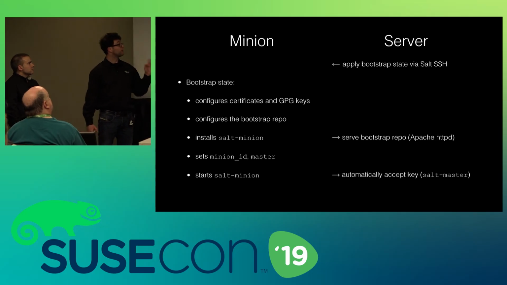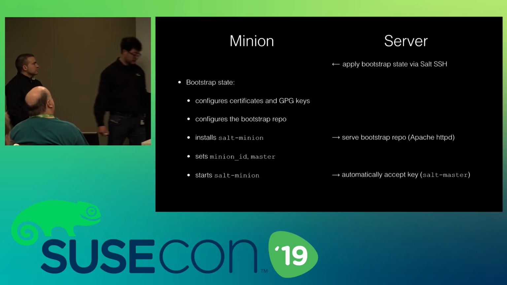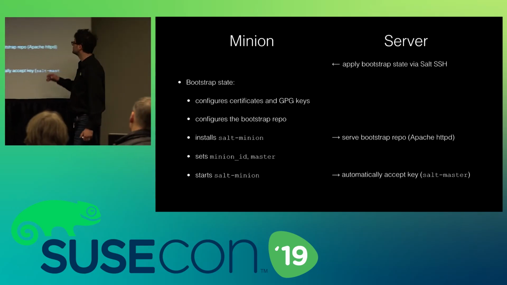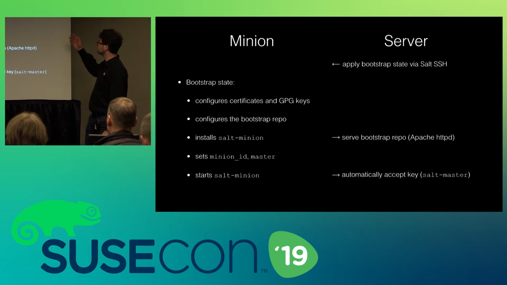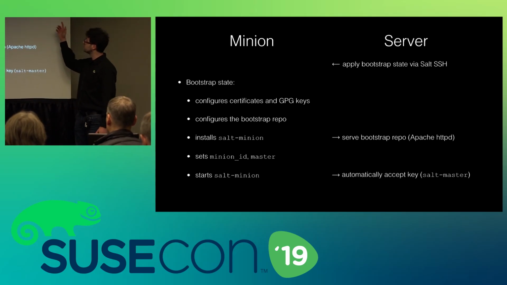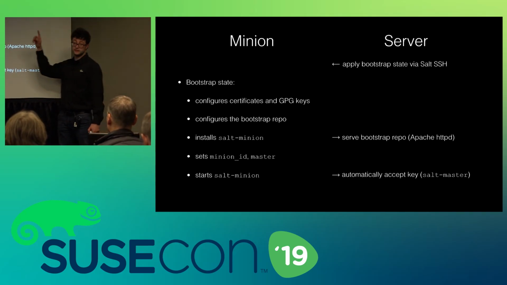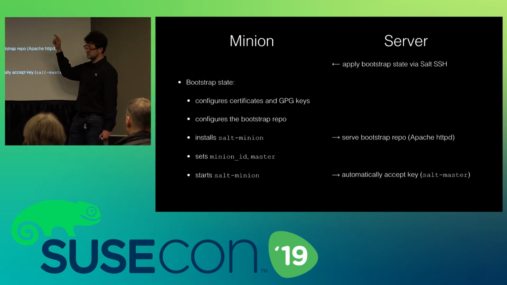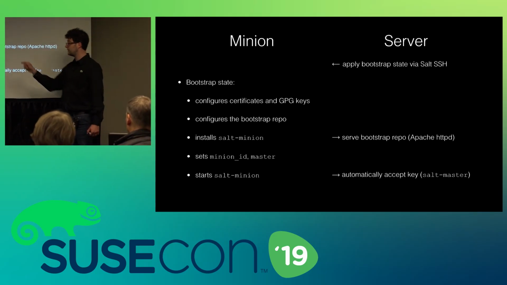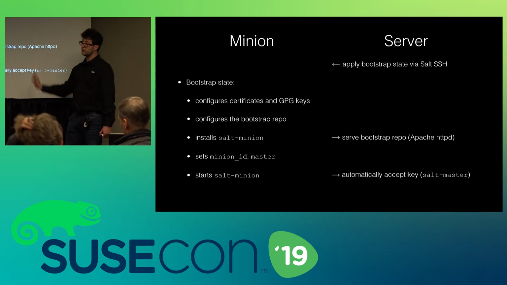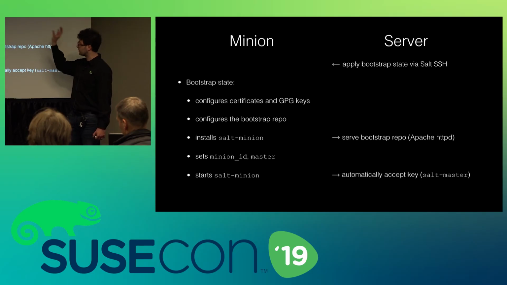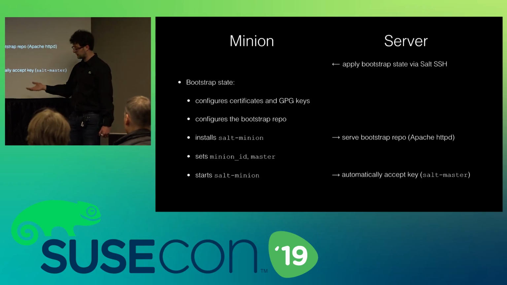So this is instead what happens if you use the UI. As somebody noticed, the UI registration method actually is triggered from the server. And the first thing that the server will do is to apply a state, a salt state, to the minion via salt SSH. This means that the server will contact the minion via SSH, copy over all the salt machinery, copy over this particular bootstrap state, and apply it.